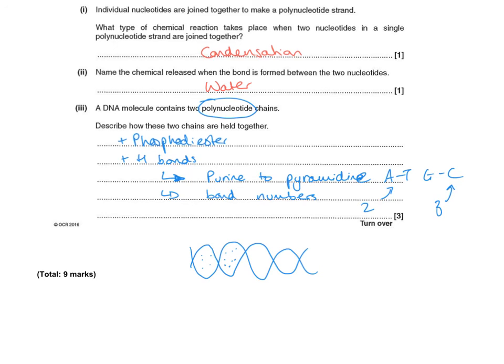So I think that's a good example of a question where you can still get it right if you sort of slightly misread the question, but realising the importance of that word polynucleotide will help you just reach those extra marks.